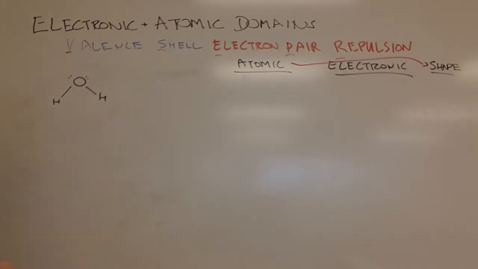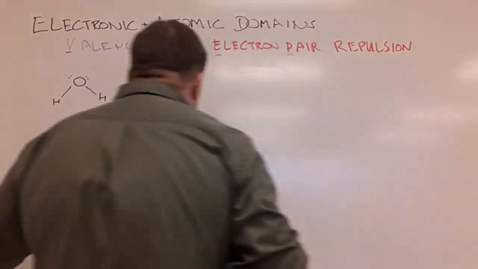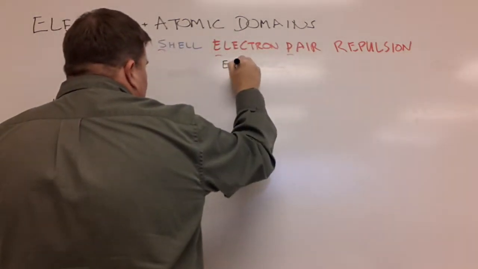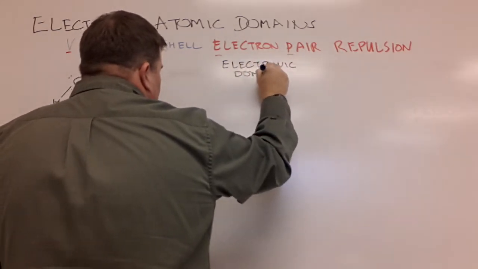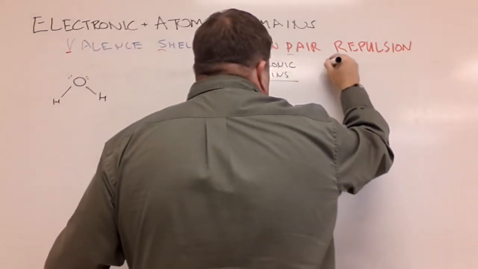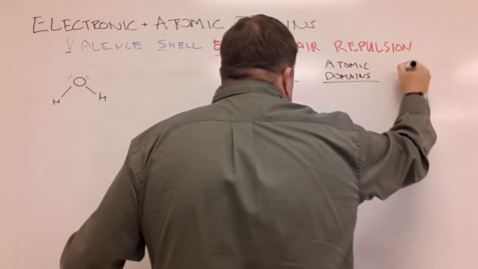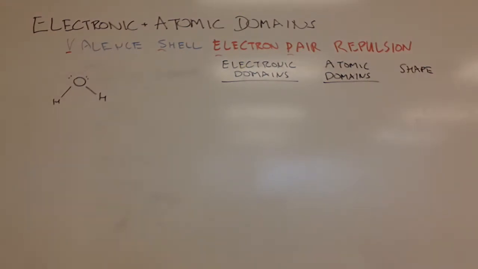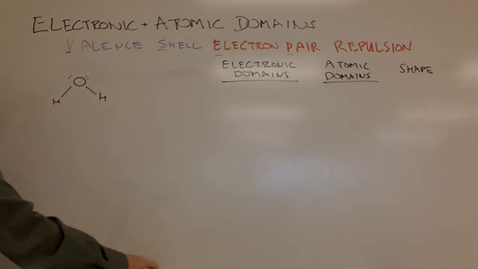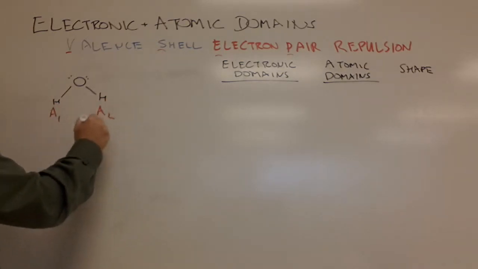Okay? So what I'm going to do here is I'm going to change the order. And what I'm going to say is, I'll start with electronic domains and atomic domains over here. And then the overall shape here. Okay? So in this case, with the water molecule, I have two atomic domains. And I'll represent those in red. Okay? So I've got atomic 1 and atomic 2.